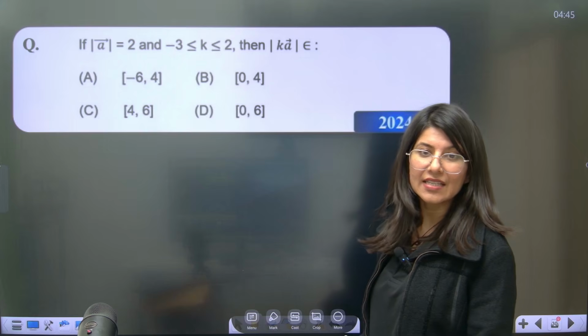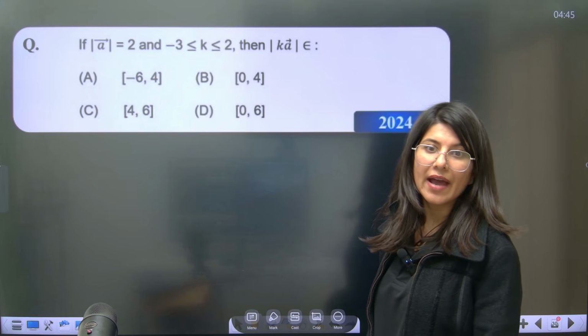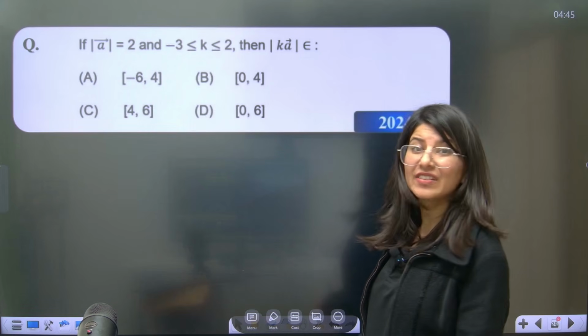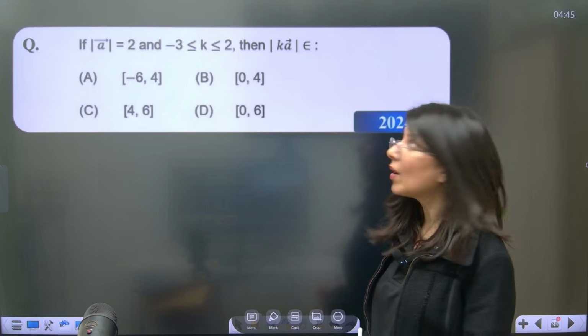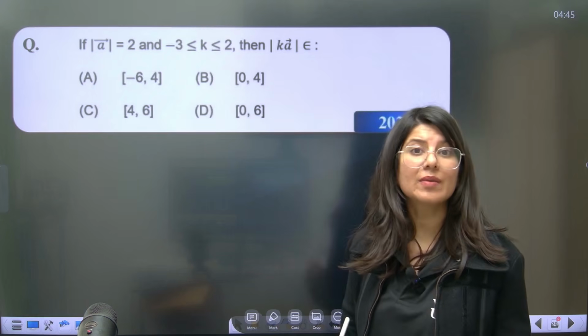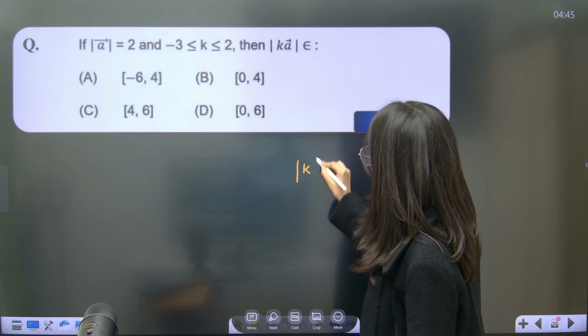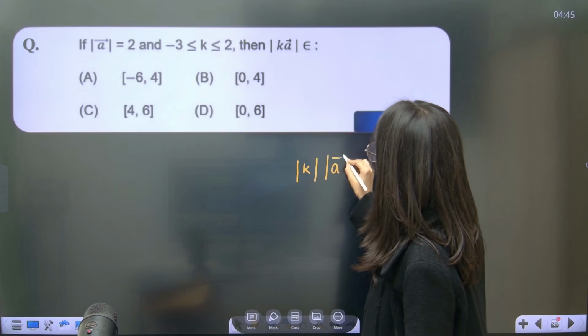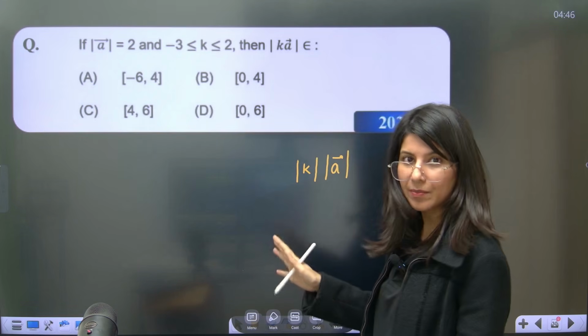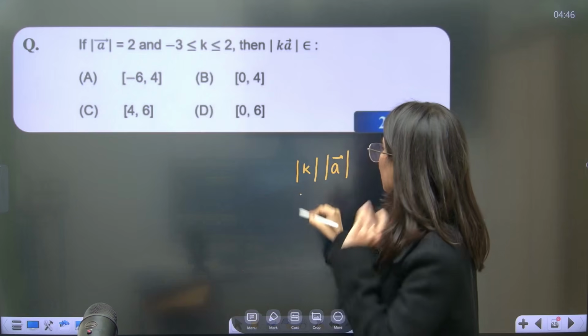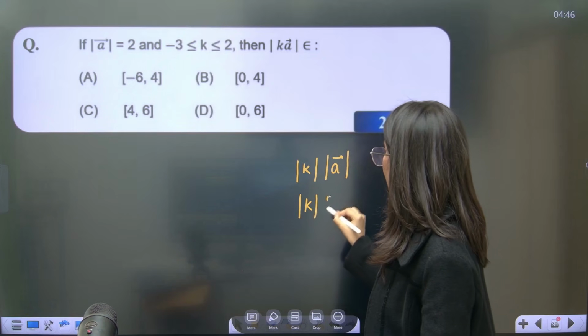Magnitude of A, they are saying that this is 2. And now magnitude of KA is what they are asking. Now understand, magnitude can never be negative. Okay. So magnitude of K and magnitude of A, this is what they are talking about. I have separated it out. Magnitude of A is obviously 2.